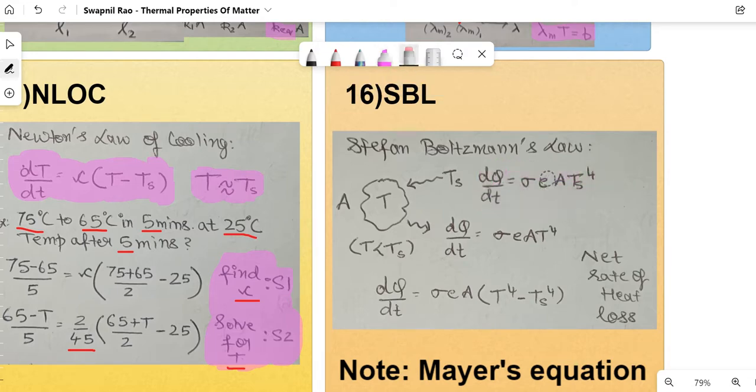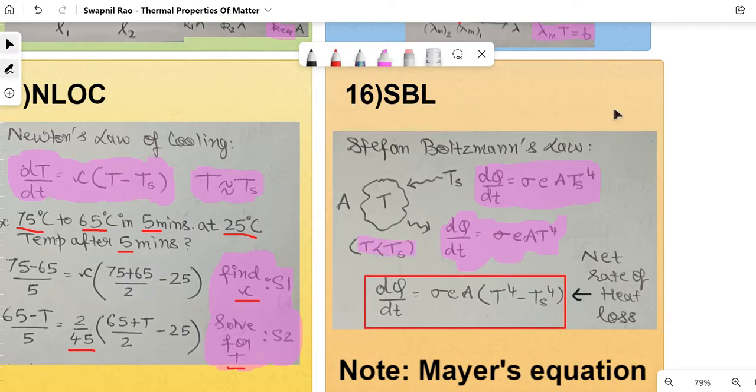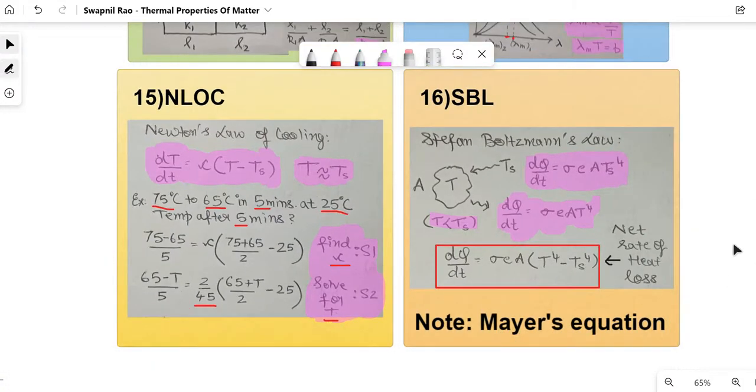And the same thing, actually my undo button is not working, so I'm resorting to just erasing it and doing it again. As you can see, dQ by dt, once again I've written, is equal to sigma times E times A times T to the power 4. These two aren't the formulas which you have to remember. Instead you can just go for the formula given over here at the bottom, the net rate of heat loss, and this is the formula you have to know. dQ by dt is equal to sigma times E times A bracket T to the power 4 minus Ts to the power 4, and the reason is because T is going to be less than capital Ts. One more thing is there is something called Mayer's equation, which I'll be doing in thermodynamics.